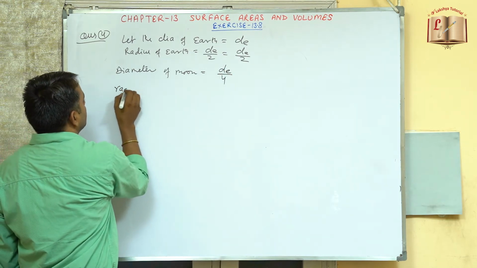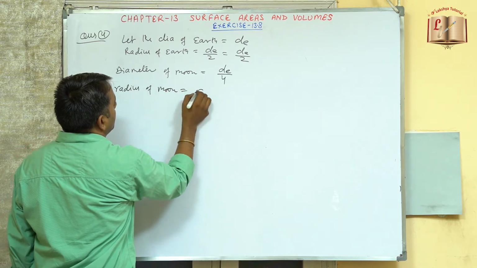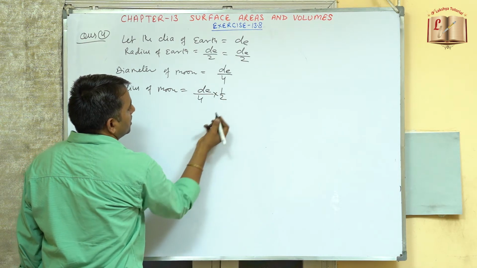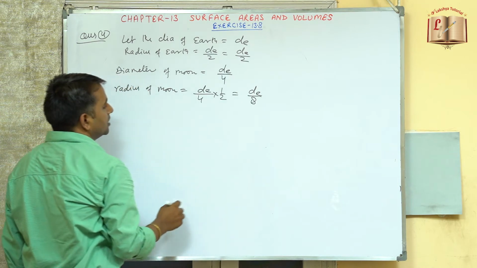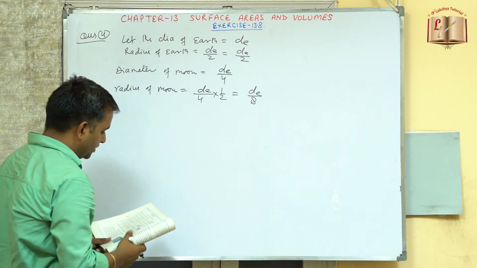Now radius of moon will be equal to dE by 4 into 1 by 2. This will be half only, so this will be dE by 8. Now we need to find out the ratio of their volumes.